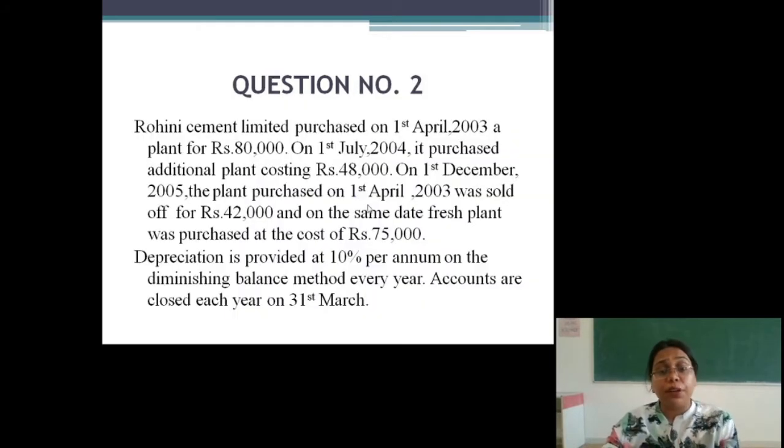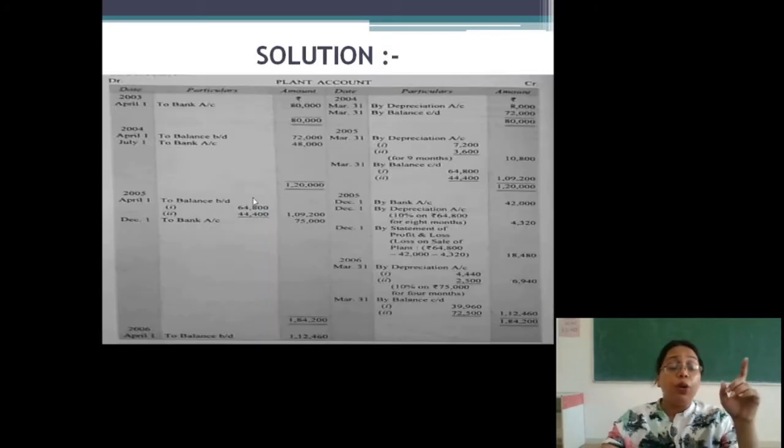Okay, now in this year we are selling machinery 1 on 1st December 2005. The machinery purchased on 1st April 2003 was sold for 42,000. And on the same date a fresh plant was also purchased for 75,000. So in this case now we will sell off the first machinery and we'll again purchase this third machinery.